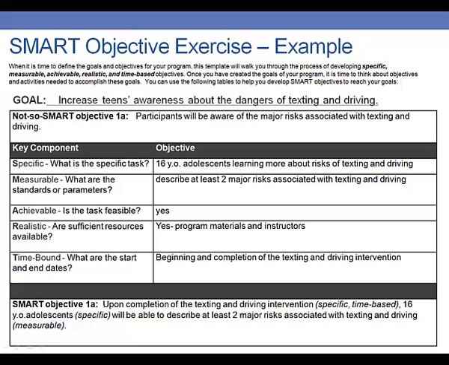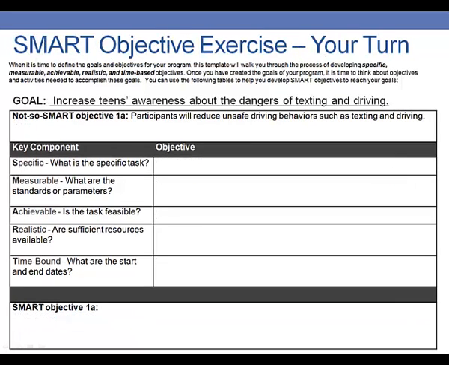So if we rewrote our not-so-smart objective, participants will be aware of the major risks associated with texting and driving, to be SMART, it would look like this. Upon completion of the texting and driving intervention, 16-year-old adolescents will be able to describe at least 2 major risks associated with texting and driving. That's an example of rewriting an objective to be SMART. Now it's your turn. We've provided you with examples and worksheets that you can use to rewrite your own SMART objectives for your program.